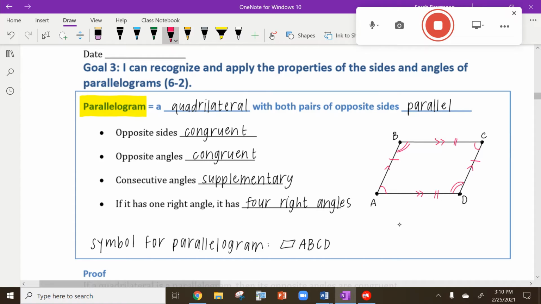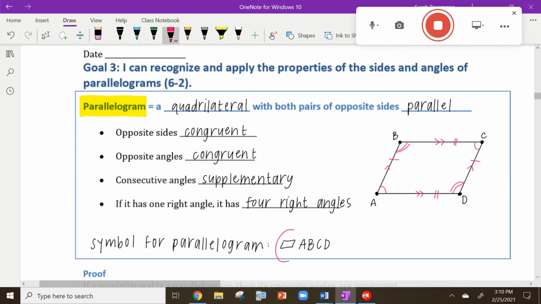It also has consecutive angles supplementary, which means any two angles in a row. So for example, angle A plus angle B, those two measures add up to 180. That's what supplementary means. Or angle B and angle C, their measures add up to 180, C and D, or D and A. Also, a special property is that if it has one right angle, it has four right angles.